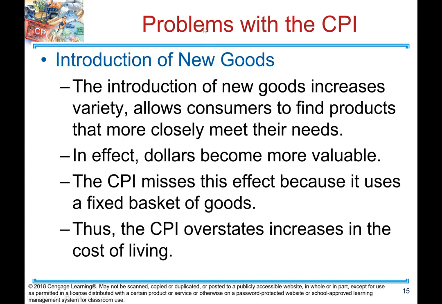Introduction of new goods, that's another problem with CPI. The introduction of new goods increases variety, allows consumers to find products that more closely meet their needs. In effect, dollars become more valuable. The CPI misses this effect because it uses a fixed basket of goods. Thus, the CPI also overstates increases in the cost of living because new products come in the market all the time, but CPI assumes that the basket is fixed, at least until the Bureau of Labor Statistics changes or updates the basket.